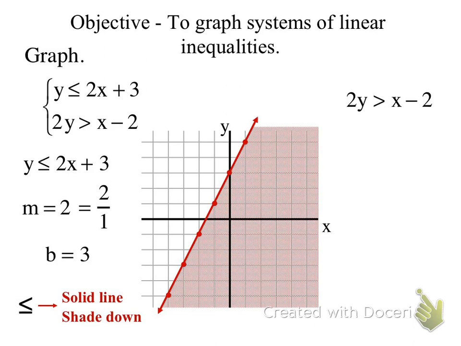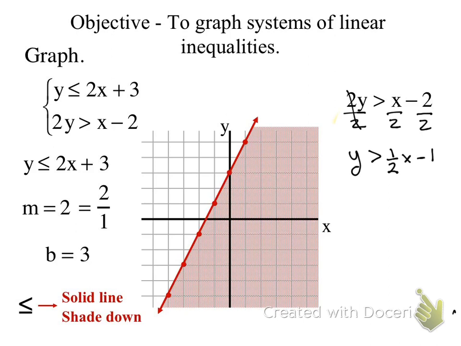Okay, now for the second equation. What must I do first? Divide by 2. Right? Divide by 2, all terms. I don't like the way they do it. I like to divide all terms. By 2. Divide by 2, divide by 2, divide by 2. And what do we end up with? y is greater than 1 half x minus 1.